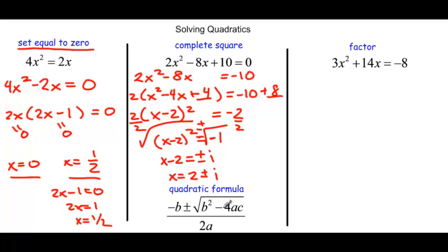Now factoring. So again, I want to go back to this. I want to set it equal to 0. So I'm going to move everything to the same side of the equation.